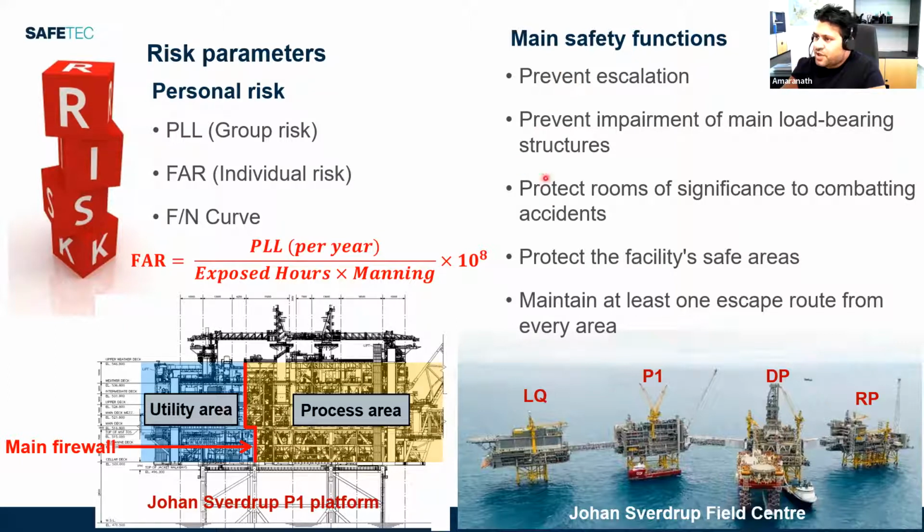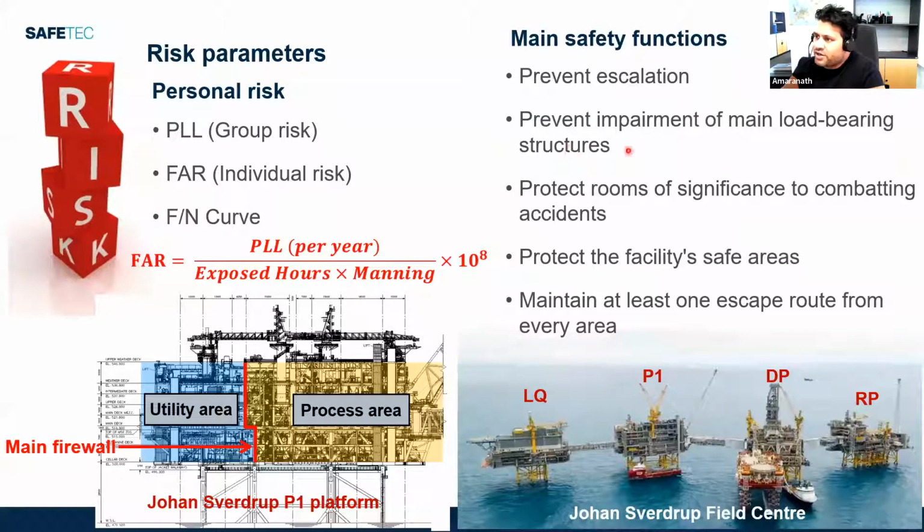So as I mentioned, we have 5 different safety functions that ensure the robustness of the design. So we have to prevent escalation. If we have a fire in the process area, we should prevent it from getting into the utility area. So for example, if we have fire on the P1 platform, we should avoid it getting into the utility system on P1 platform, and also the LQ, which is located 100 meters away from the P1 platform, and prevent impairment of main load-bearing structures. That's also a main safety function.